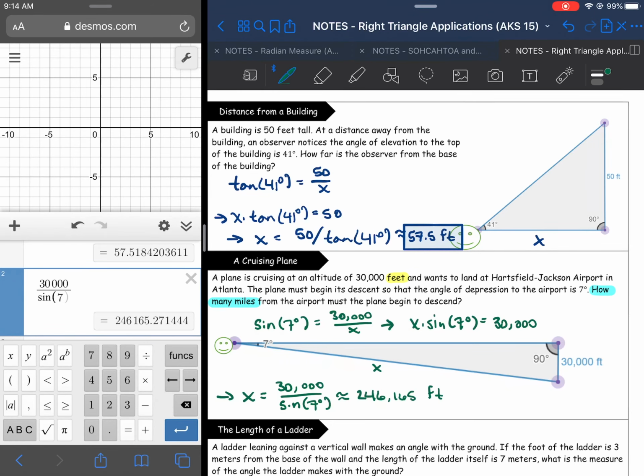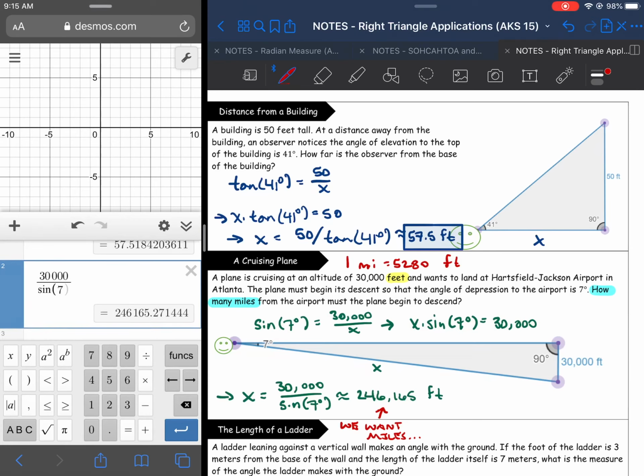But recall from the beginning of the problem that we pointed out, we want miles, which means we are going to need to do a conversion. Well, we know that 1 mile is equal to 5,280 feet. So since we have our answer in feet, let's go ahead and divide 246,165 by 5,280. So again, I'm going to use Desmos to do this.